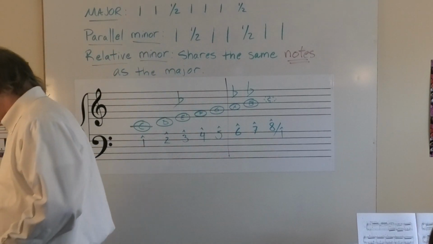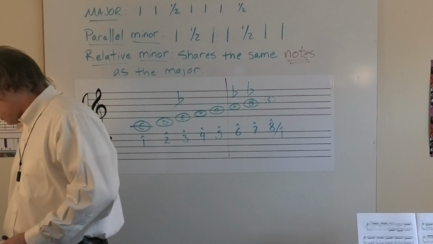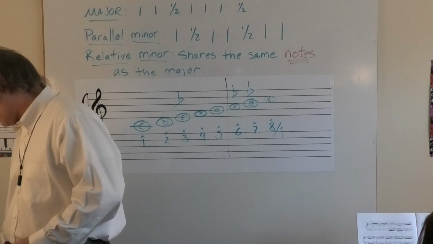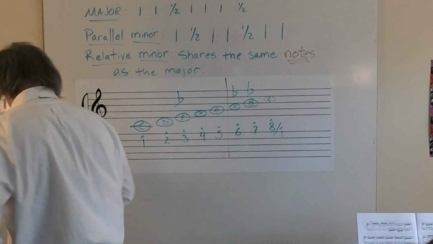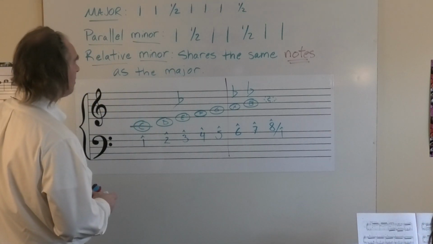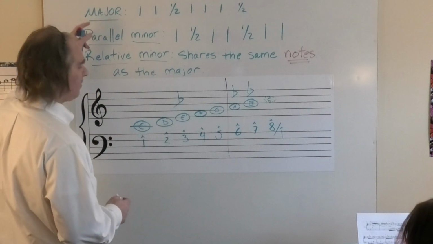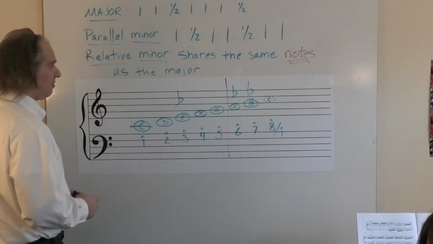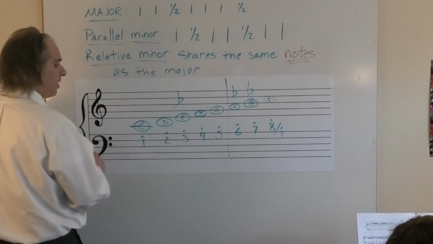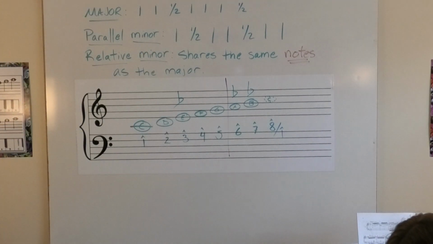So, this is C major, this is C minor, and then this is A minor, which shares the notes of C major. So that's the difference between the parallel minor, which shares the name of the key, and the relative minor, which shares the notes of the major key. I'll write that on the board. It's tricky when you first go through it.